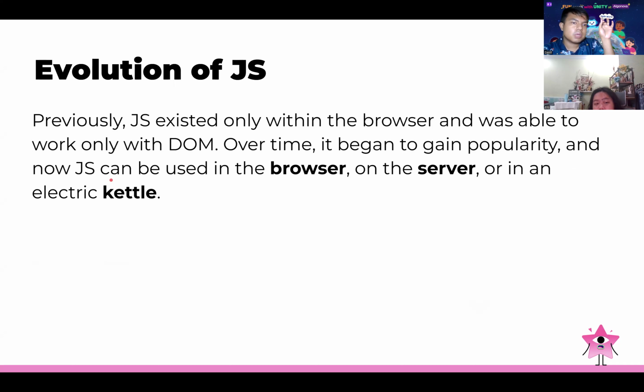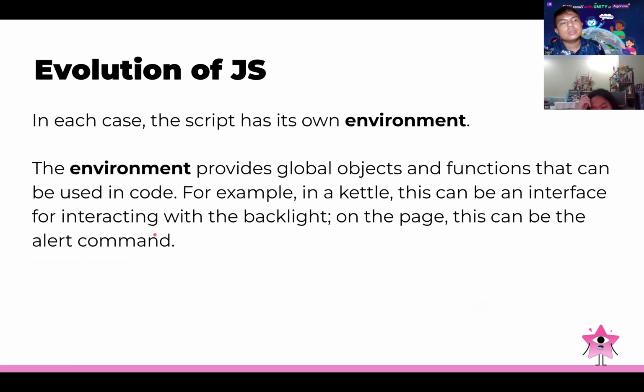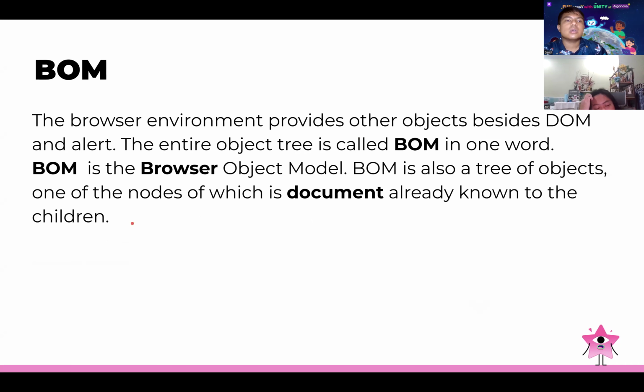So JavaScript can be used in the browser, on the server, or in an electric kettle. So in each case, the script has its own environment. Environment is like the library that you can use. For example, for the page, you can use the animations library. But for the browser, maybe it's different. You can use another one.